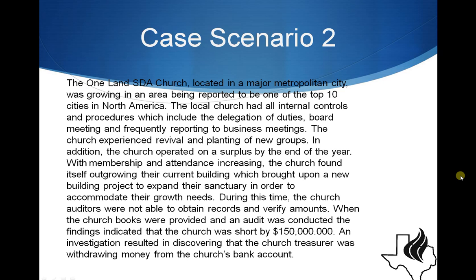During this time, the church auditors were not able to obtain records and verify amounts. When the church books were provided and an audit was conducted, the findings indicated that the church was short by $150,000. An investigation resulted in discovering that the church treasurer was withdrawing money from the church's bank account.